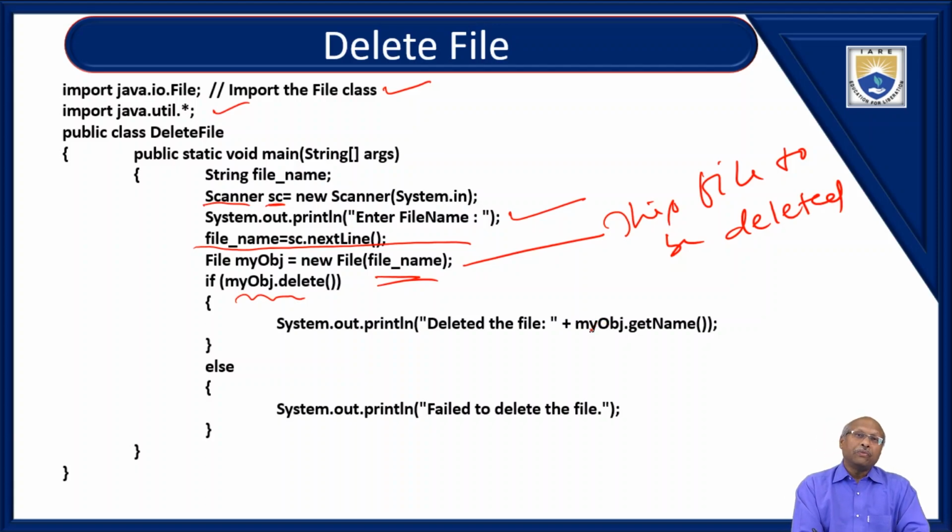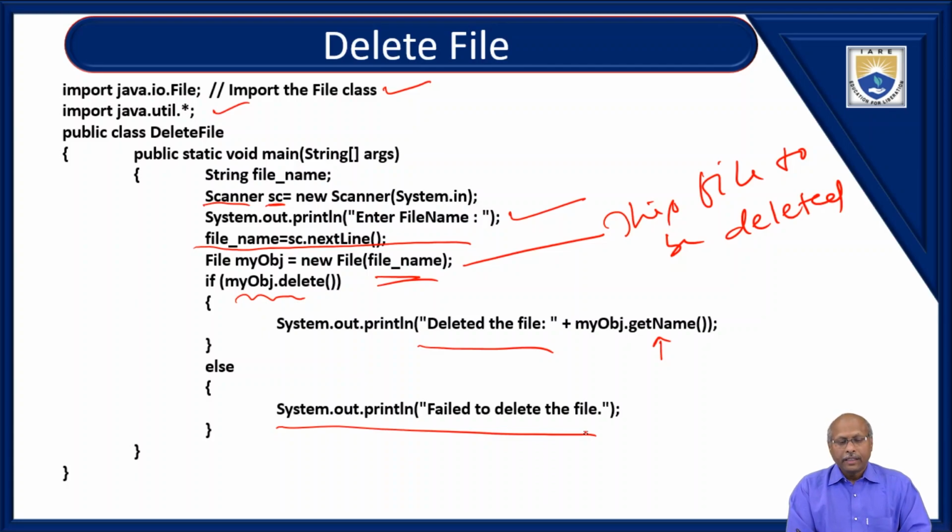The delete method will return true or false. If it is deleted, true. If it is not deleted, it returns false. So if it is deleted, there is a file deleted. And what is the name of the file? I told you in the previous session, there is a method called getName that will give the name of the file. So that file will be deleted. If at all it returns false, then it prints, file cannot be deleted.